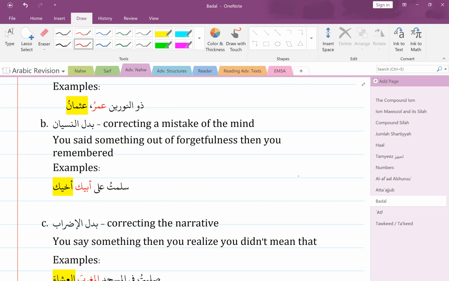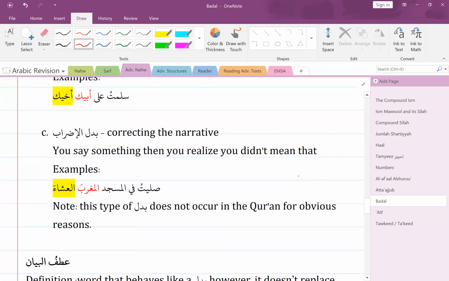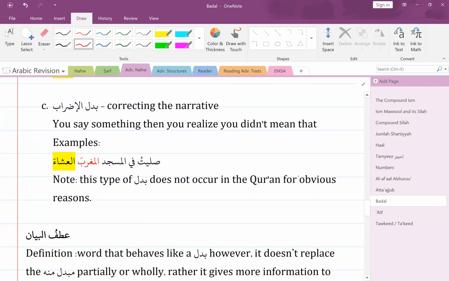So anyway, I think what you're picking up is that basically badal al-mubayyan is about correcting a narrative, correcting a mistake. That's the whole point that you need to remember about this. Then, of course, the last category is called badal al-idrab. The whole concept of al-idrab is to negate what came before and to affirm what comes after. That's what we mean by al-idrab. So you're negating something that you said before and you're affirming something that you said after.